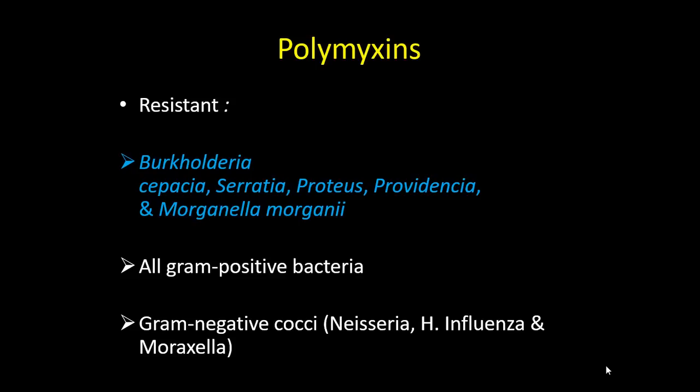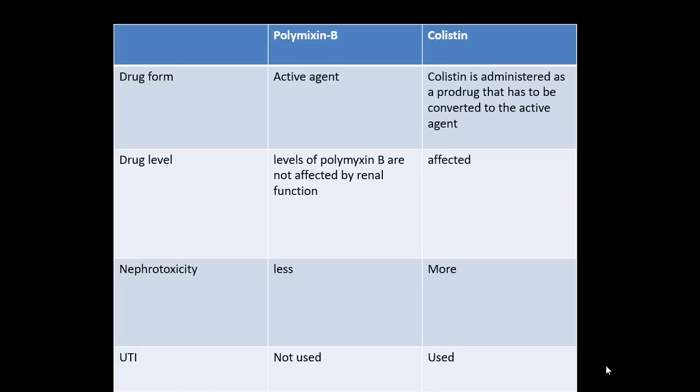Gram-positive bacteria also, it has no effect. Comparing polymyxin B and colistin, colistin is a prodrug. So colistin has to get activated inside the body after getting in. That is why it requires, number one, a loading dose, and it needs to be activated. So it will take its own time for the activation.